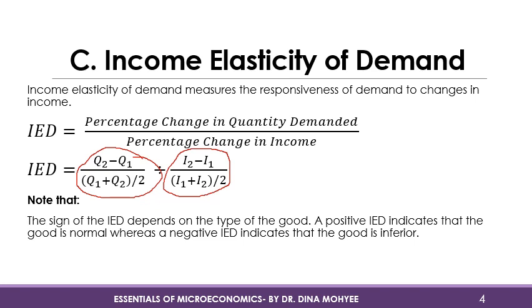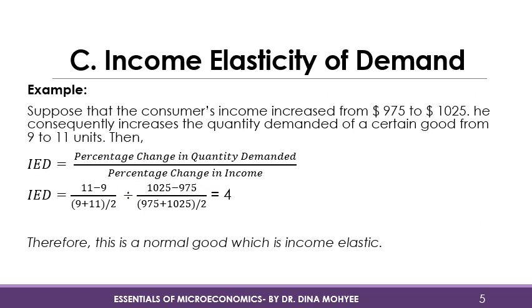So let's take an example. Now, suppose that the consumer's income increased from $975 to $1,025. He consequently increases the quantity demanded of a certain good from 9 to 11 units. In this case, the income elasticity of demand equals the percentage change in the quantity demanded divided by the percentage change in income. How do we measure the percentage change in quantity demanded?